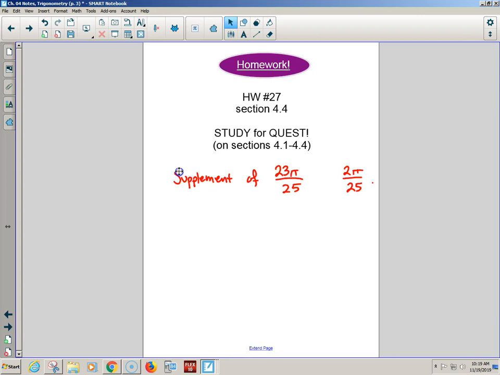If it's non-calculator, I can't give you anything too nasty, right? But when do you multiply by pi over 180? When do you multiply by 180 over pi? Think bridges.